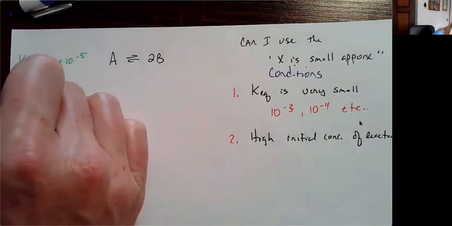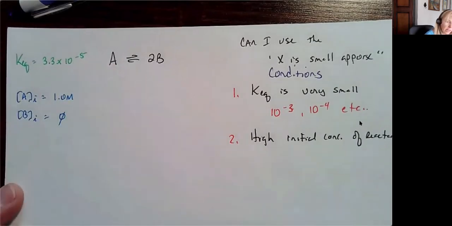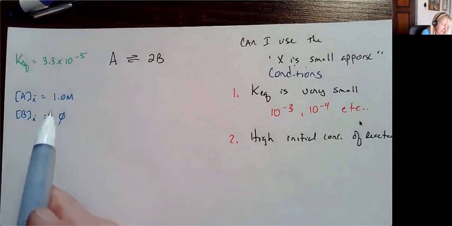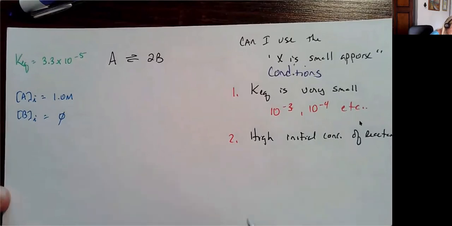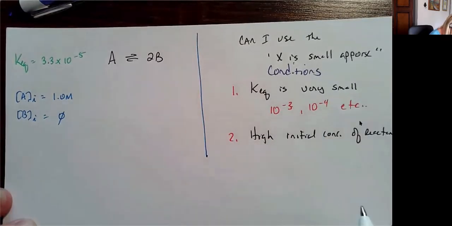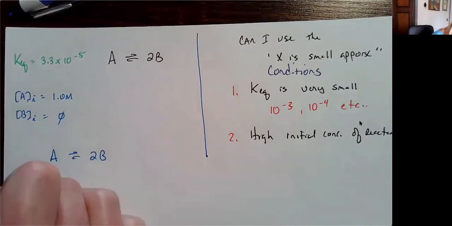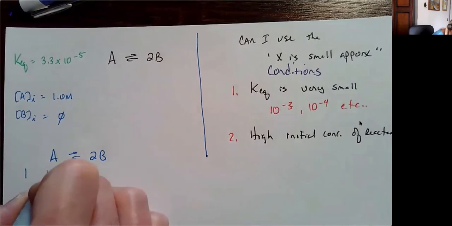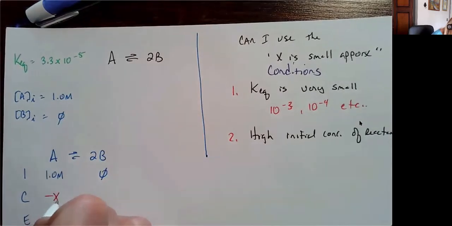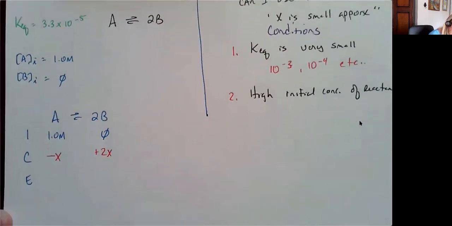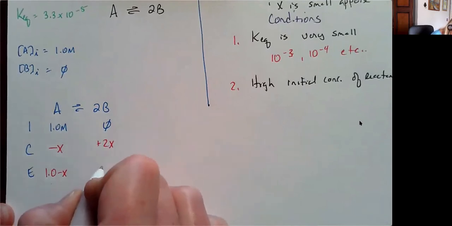So A, let's say A initial is 1 molar, and then I don't have any of my product when I start out. This is high if this is my equilibrium constant. This is really high. So I'm going to solve this 2 ways. I'm going to solve this using my X-small approximation and show you what that means. So A goes to 2B. I'm going to set up my ICE table here. This is 1 molar. This is 0. My change here is this is going to go down. This is going to go up by 2x. My equilibrium concentration here is going to be 1 minus x. Here it's going to be just 2x.